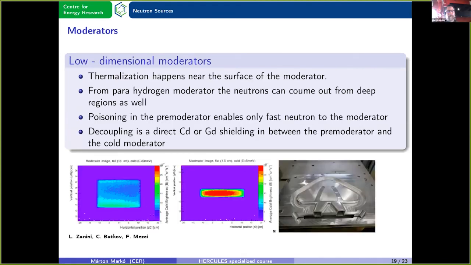And there is a new direction in the moderators. It is the so-called low-dimensional moderators. It comes from Ferenc Mezei. Here we can see a large volume moderator filled with hydrogen. The outcoming intensity can be seen here. Below there is the target, and the fast neutrons come from below, and at the surface we see hydrogen.